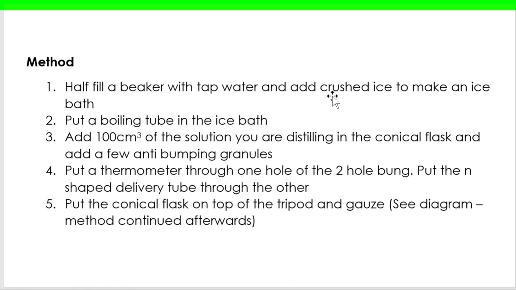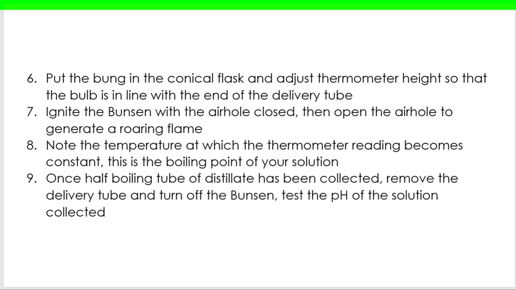So we take tap water and crushed ice to make an ice bath. We take a boiling tube, we put that in the ice bath. You'll see this in a second. That's what we're collecting our pure water in. We're going to add the solution we're distilling, which is salt water in this case, into a boiling tube with a 2-hole bung with a thermometer going through again. We're then going to heat it.